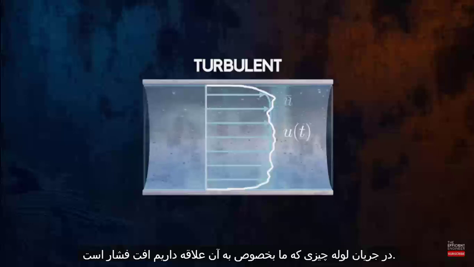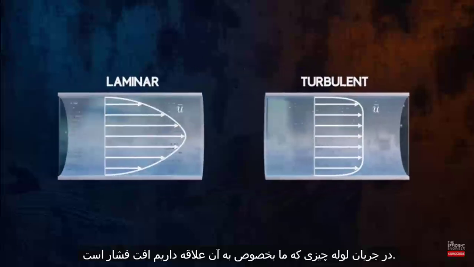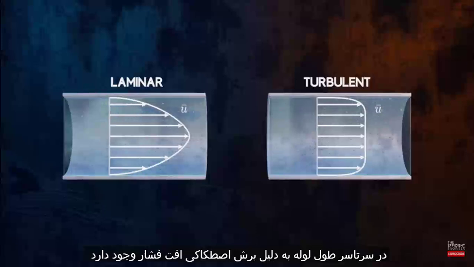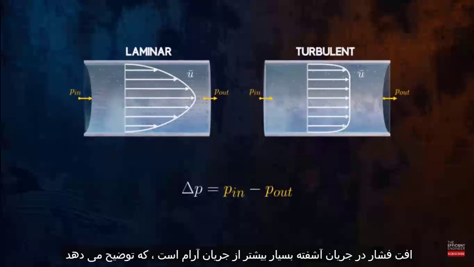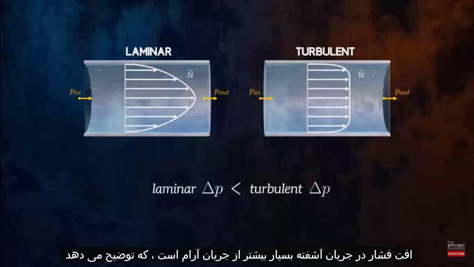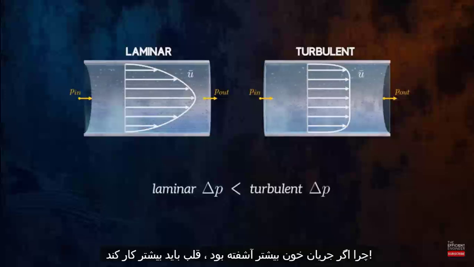In pipe flow, one thing we are particularly interested in is pressure drop. Across any length of pipe, there will be a drop in pressure due to the frictional shear forces acting within the fluid. The pressure drop in turbulent flow is much larger than in laminar flow, which explains why the heart would have to work harder if blood flow was mostly turbulent.